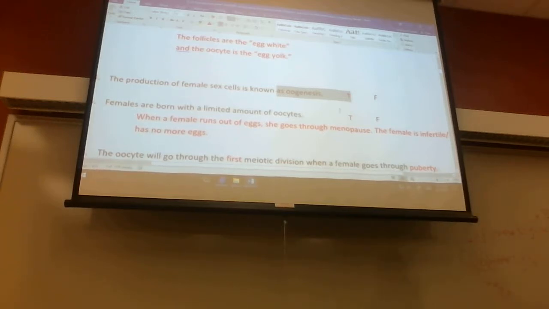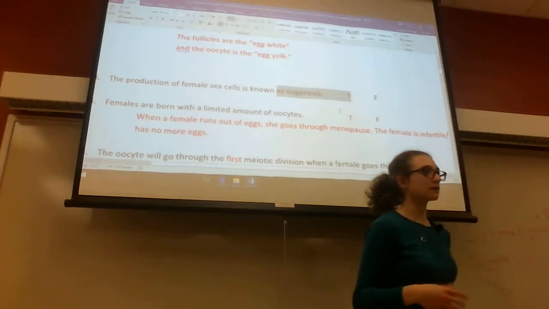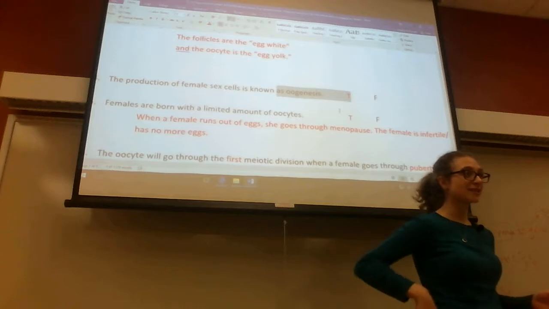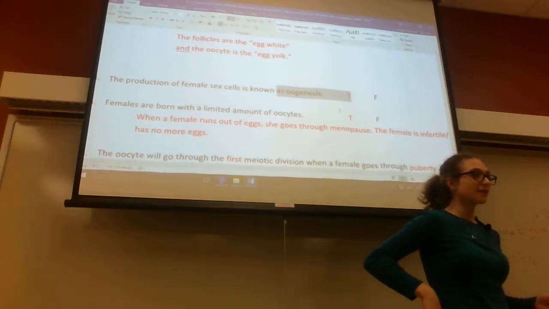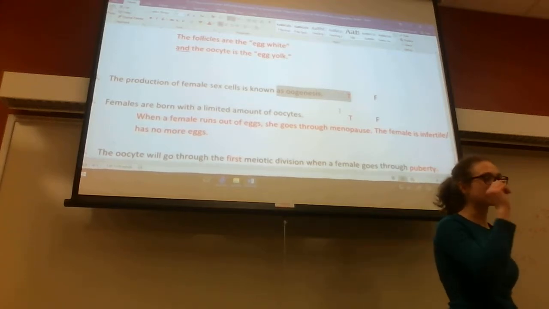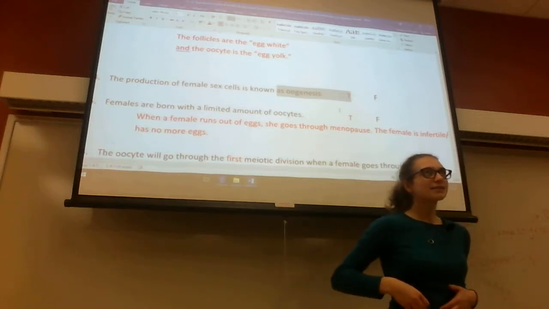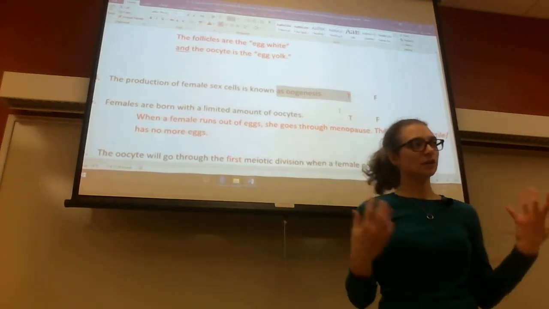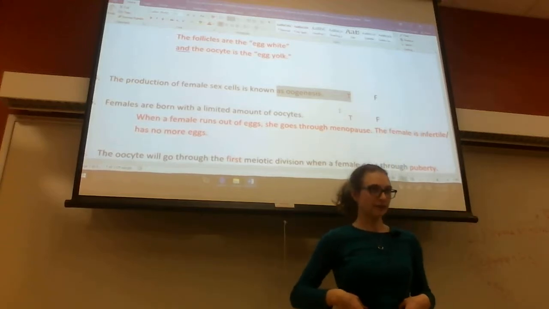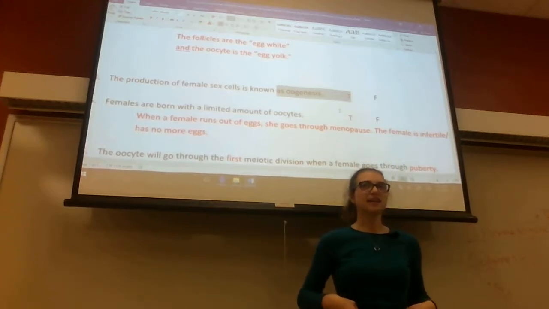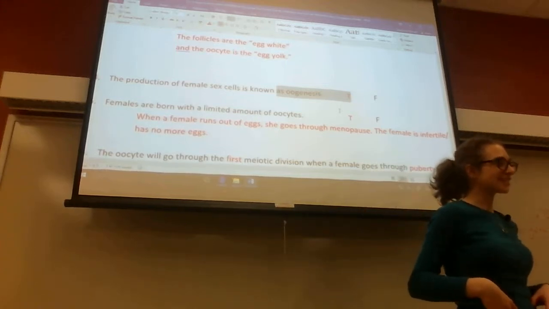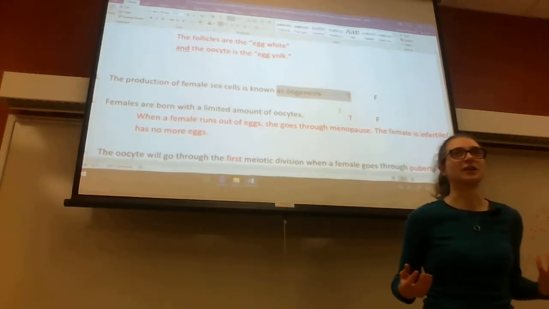Females are born with a limited amount of oocytes. This is true. Males can just produce sperm and sperm and sperm, but females, you're born with a limited number of eggs, which is kind of nice. I mean, you go through menopause, which sucks. But at least you don't have periods till you're like 100.